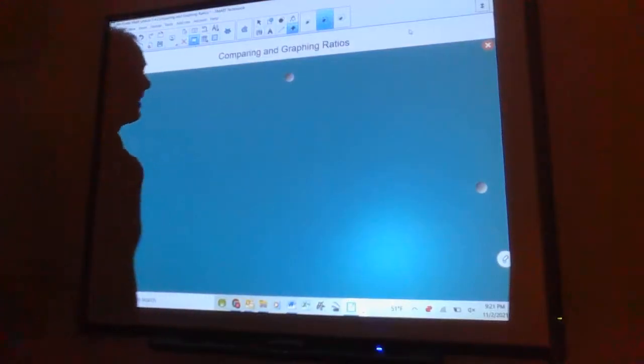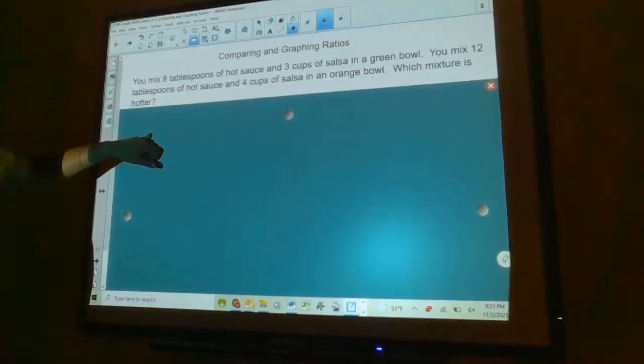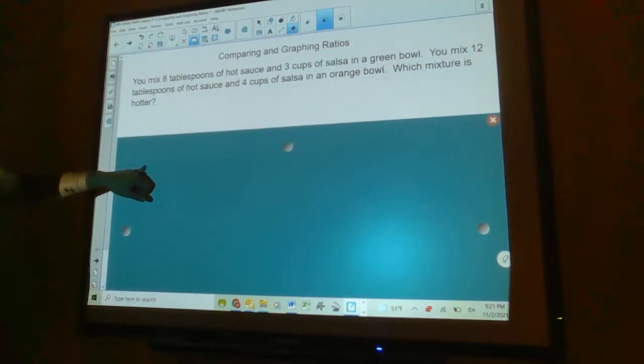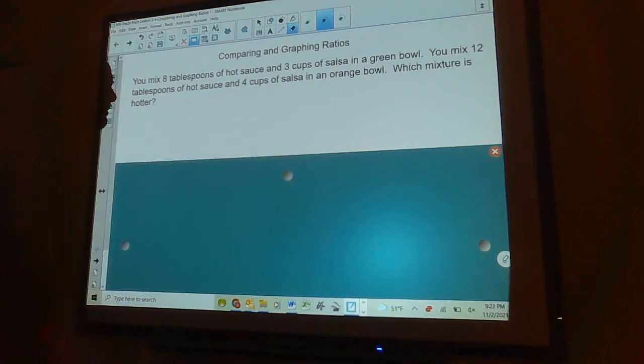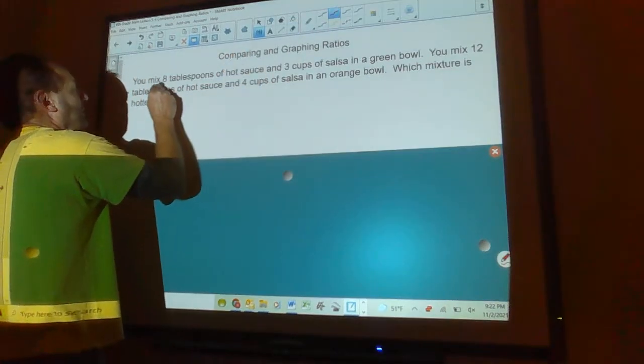Hey everybody, today we're going to talk about comparing and graphing ratios. So we have problems like this. You mix 8 tablespoons of hot sauce and 3 cups of salsa in a green bowl. You mix 12 tablespoons of hot sauce and 4 cups of salsa in an orange bowl. Which mixture is hotter? Okay, so we can go ahead and take the information here.